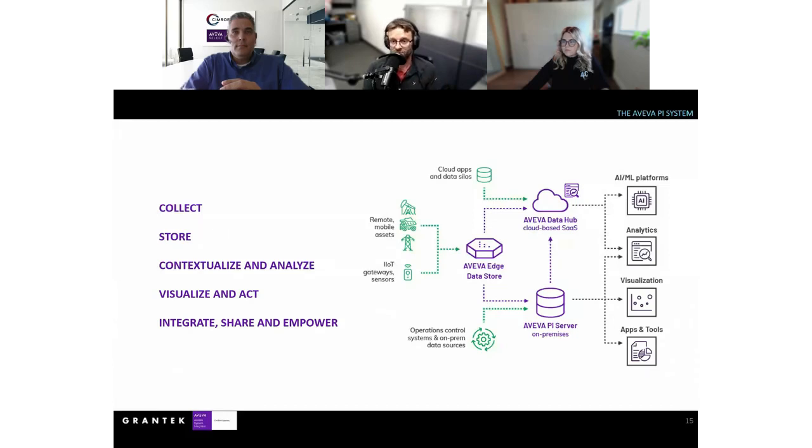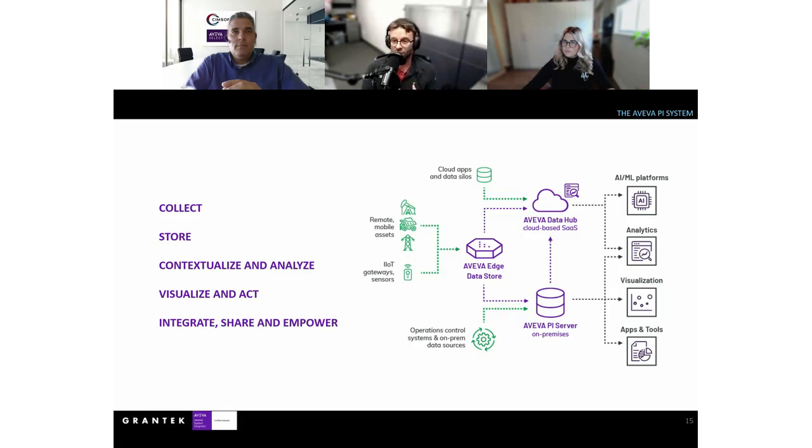You can see here there are a few different pieces. There's the AVEVA PI server, an on-prem historian that becomes a central repository for all of your data. There's the AVEVA Edge Data Store, which is a nice, easy way for us to get data from remote assets, IoTs, gateways, and other various sensors reliably into our AVEVA PI server for our historical purposes and our data analytics purposes. There's also the AVEVA Data Hub, which is a cloud-based solution that lets us take our data, push it up to the cloud, and then fuel all of these new AI and ML platforms and analytic platforms that we can use to consume, analyze, and work with that data.